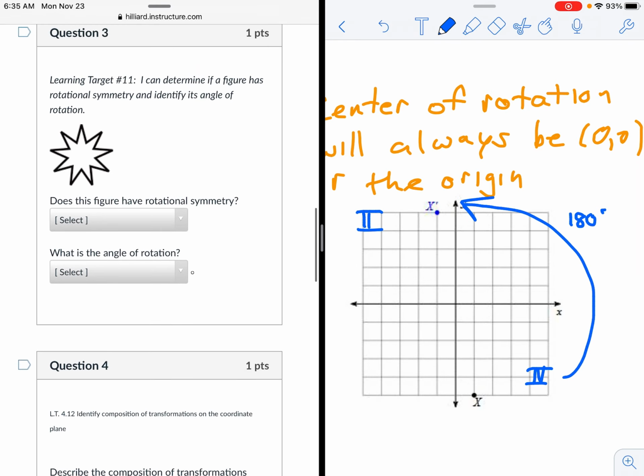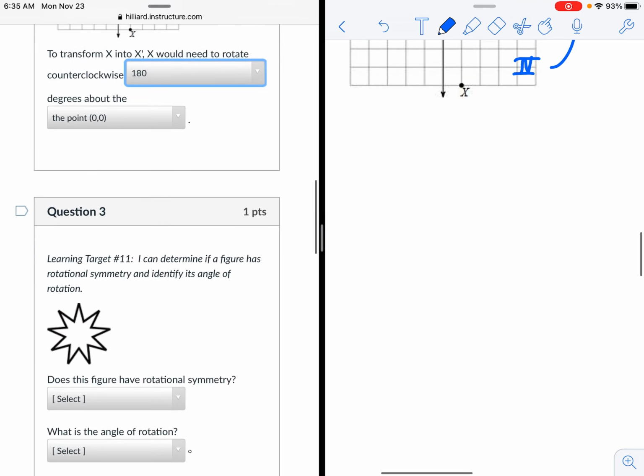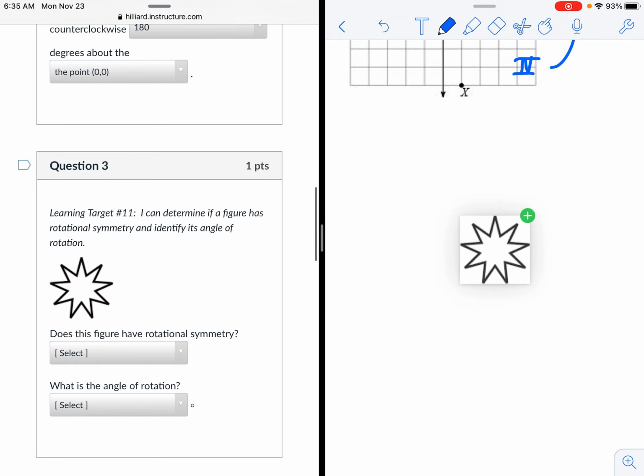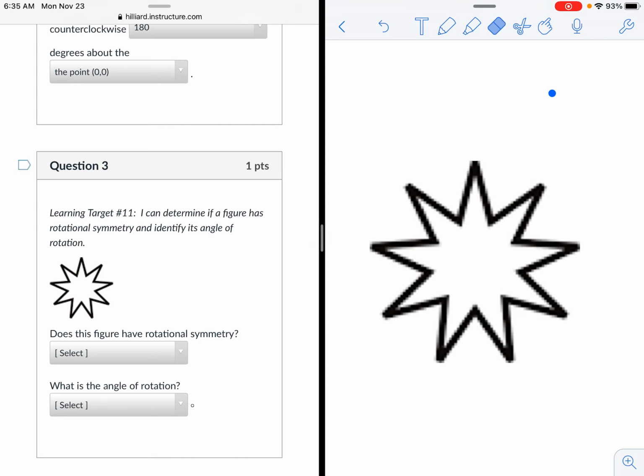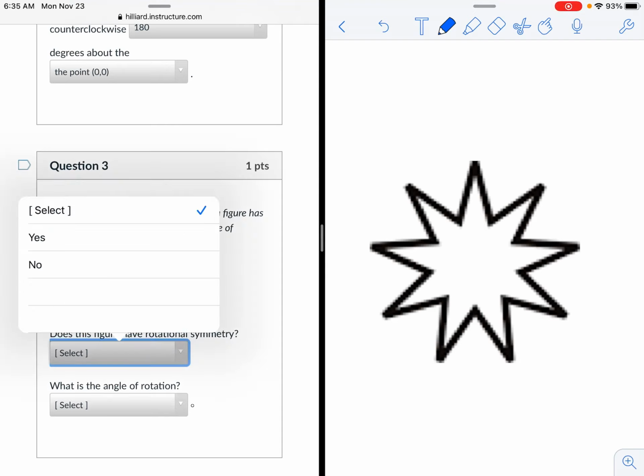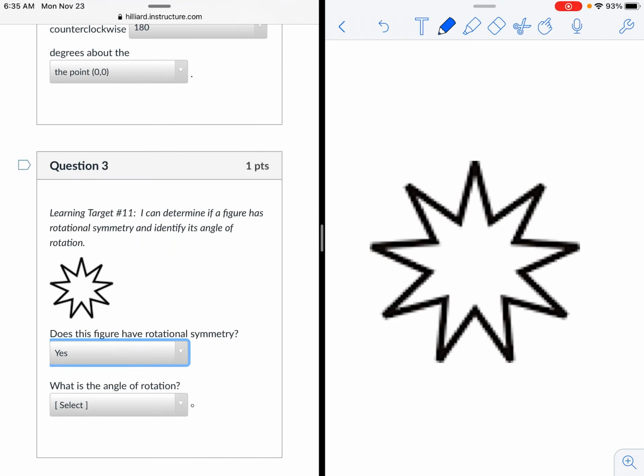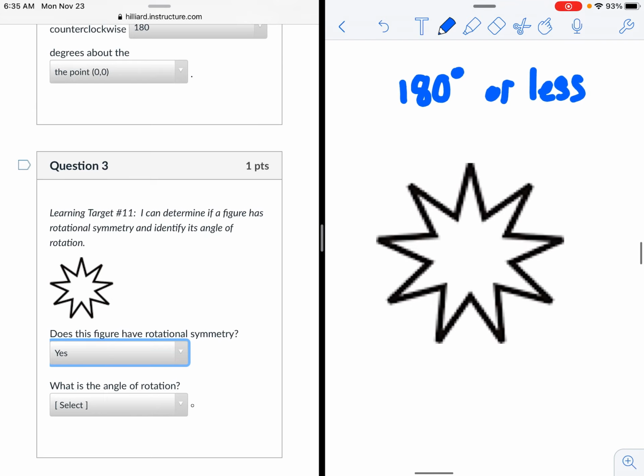And then let's talk about rotational symmetry really fast, and then we'll call it video for rotations. And then in the next video we'll talk about compositions if you need review for that. All right. So rotational symmetry. Does this figure have rotational symmetry? Yes. Remember, for rotational symmetry a figure has to match itself with a rotation of 180 degrees or less. Technically, 360 would be rotational symmetry, then everything would have rotational symmetry. It has to be 180 degrees or less.